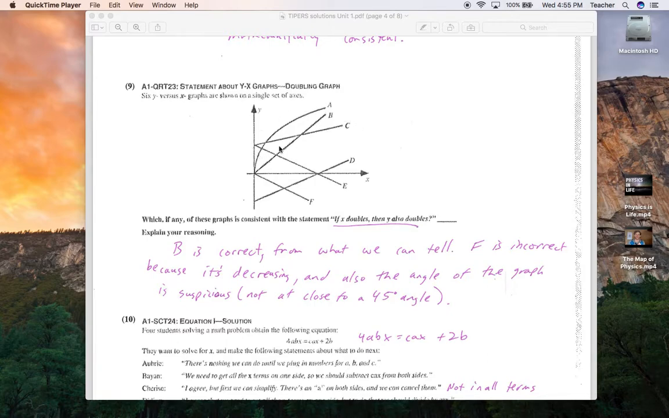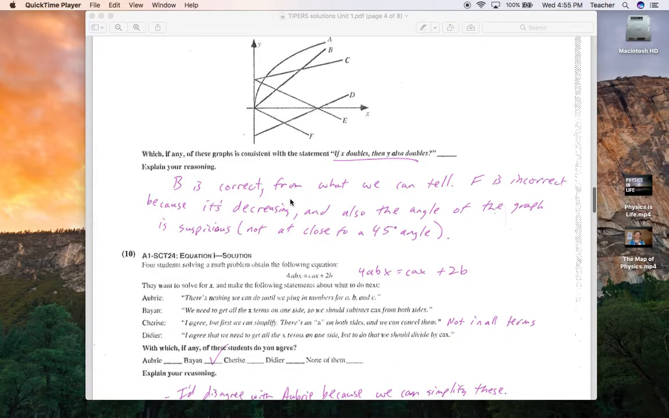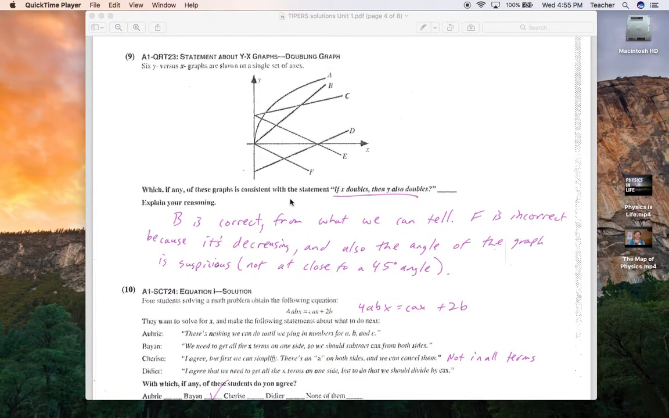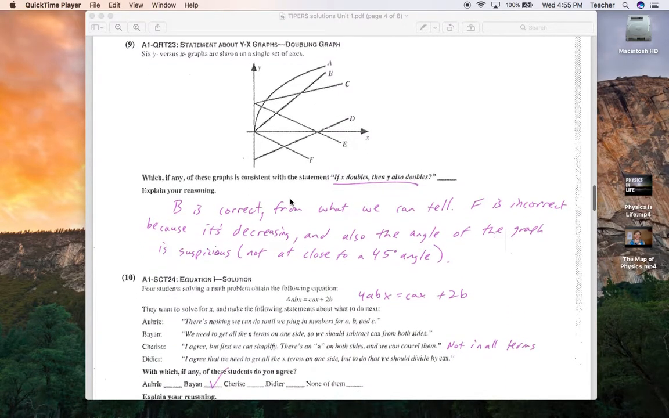It is not a direct relationship because of the y-intercept values. In other words, if you double the value of x here, it would not double the value of y because of the y-intercept. So sneaky, sneaky. And I told you another reason why F might not be correct: it seems to not be a 45-degree angle. That's only important if the graph is scaled in a 1-to-1 ratio.